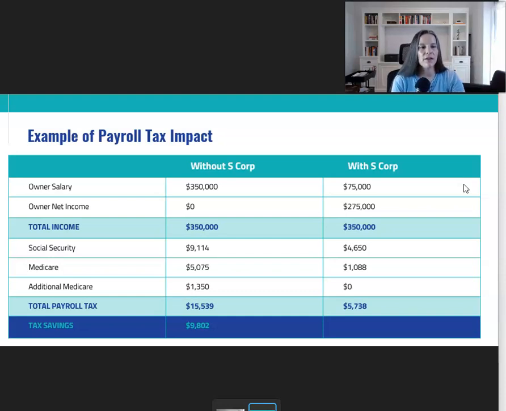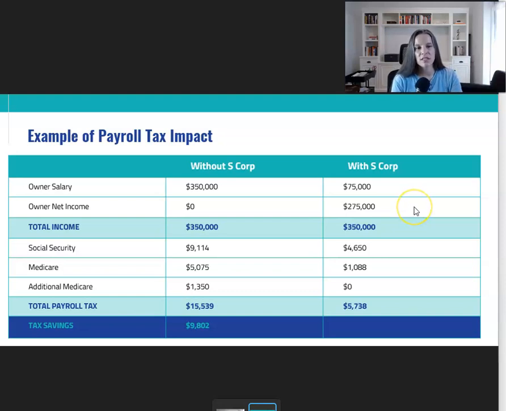So in my fact pattern, I'm saying this owner's somewhat involved, but they're not super involved in the day-to-day and they don't have to spend a ton of work hours each week on this business. So let's say they pay themselves $75,000. So that's the owner's salary that we're going to set. The other amount of the $350,000 net income of the business, that's going to be just S Corporation net income.